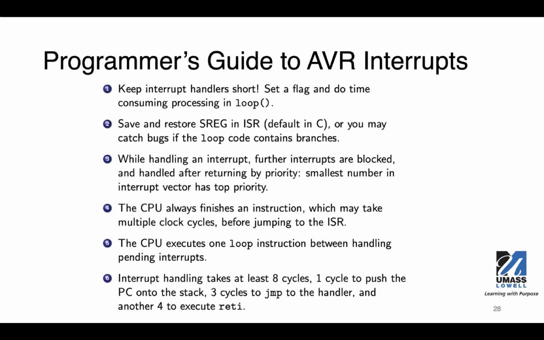Okay, so a summary of a few things that you need to do for using the AVR interrupt. You want to keep the interrupt handler short. You want to just set a flag and do a lot of the other things in a main loop function based on the flag. And you want to save and restore the status register in the ISR. That's default in C. You don't have to really save that register if you are programming in C.